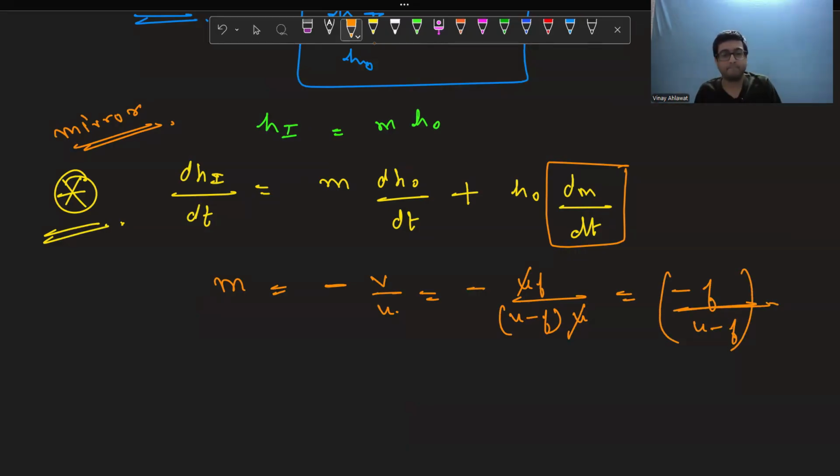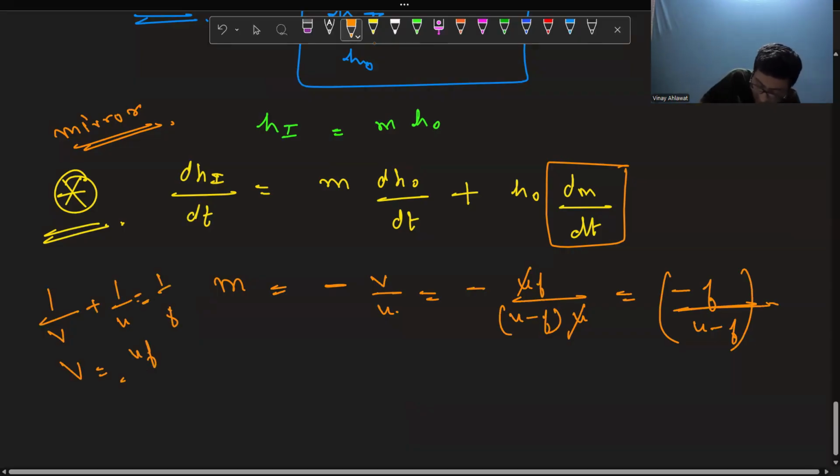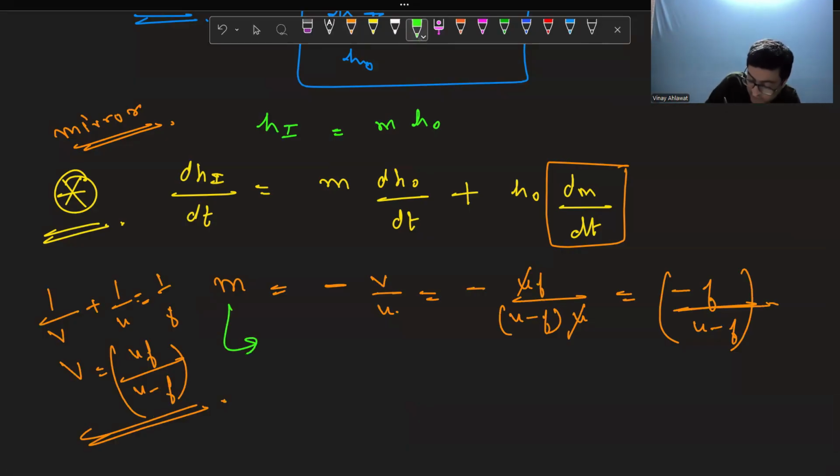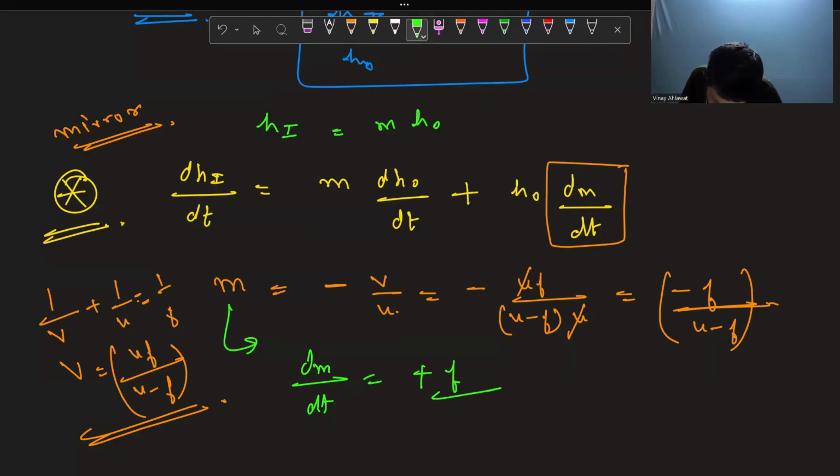Yes, sir. That's fine. Got it? Because your mirror equation was 1 by v plus 1 by u is 1 by f. And you can write v is equal to uf upon u minus f. Agreed? Yes, sir. So this is magnification, minus f upon u minus f. You differentiate this thing with respect to time. So dm by dt is minus minus plus f upon u minus f whole square into du by dt.